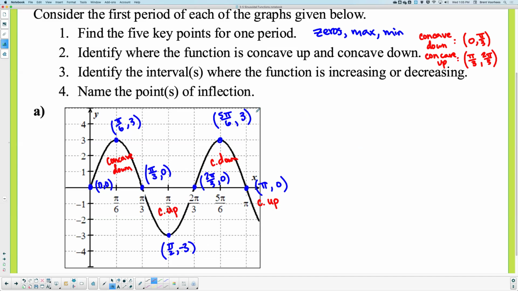Where's the function increasing, decreasing? Well, what's the graph doing at first? Increase, what about here? Decrease, what about here? Increase, y'all are getting it. Last thing, where are the points of inflection? The zeros. Very good, zeros.